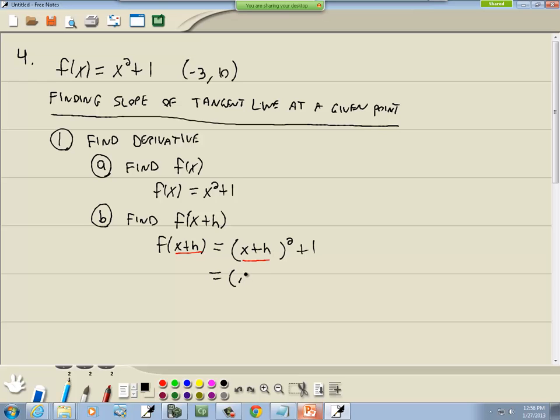Now x plus h squared means x plus h times x plus h. You can't just square the x and square the h because of the plus in there. If everything's multiplication or division inside your parentheses and you're raising it to a power, you can just take everything to that power. x times x is x squared, x times h is hx, h times x is hx, h times h is h squared, plus 1. Now hx plus hx gives us 2hx plus h squared plus 1.